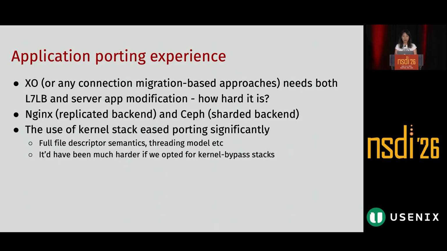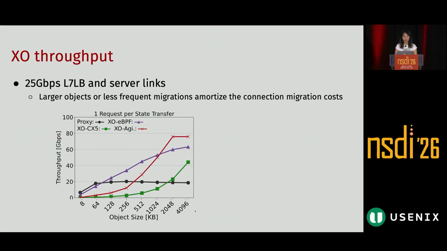This is mainly because with the standard Linux kernel APIs, we can preserve file descriptor semantics, and we can preserve the whole application threading model entirely. If we opt for kernel bypass techniques or stacks, then the application porting would become much harder. So now we report the performance.